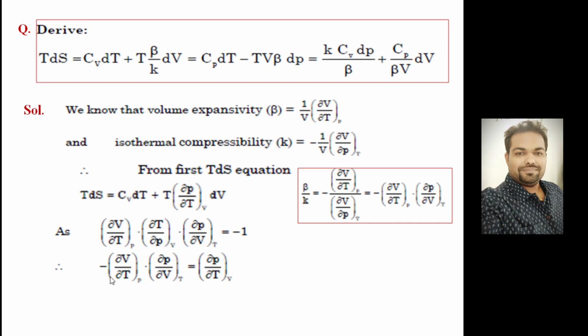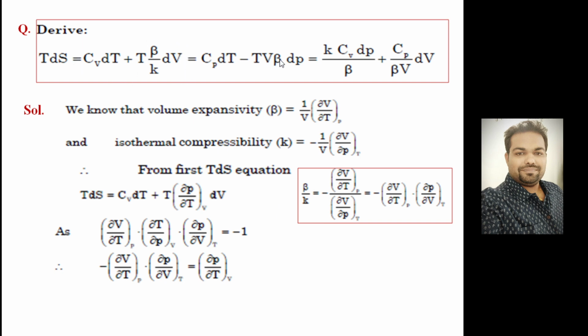So I can write from here minus dou V by dou T at constant P divided by dou V by dou P at constant T, and this is equal to dou P by dou T at constant V. Look at this term, what is it? It is nothing but beta by K. Already we know. So in the first expression, Cv dT plus T times this term, which is beta by K, if you substitute this value, you get this expression. So the first expression is over.